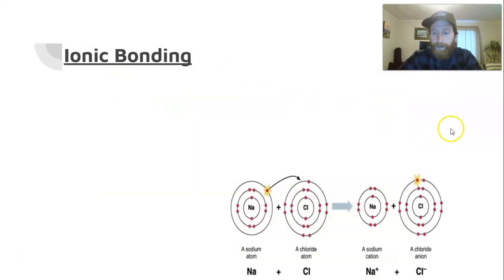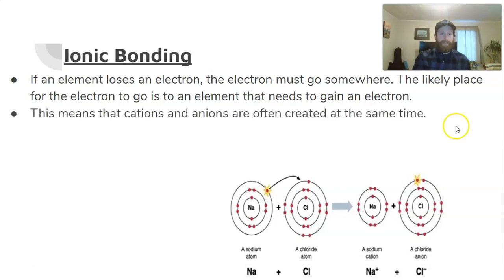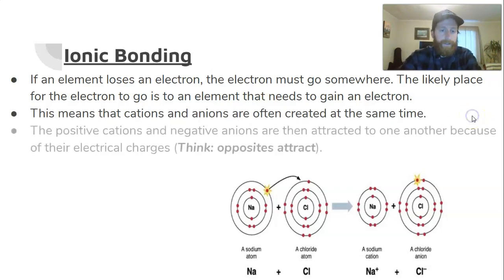So let's get into what ionic bonding is. If an element loses an electron, the electron must go somewhere, and the likely place for the electron to go is to an element that needs to gain an electron. This means that cations and anions are often created at the same time in something we call a synthesis reaction, which we'll get into in just a second.